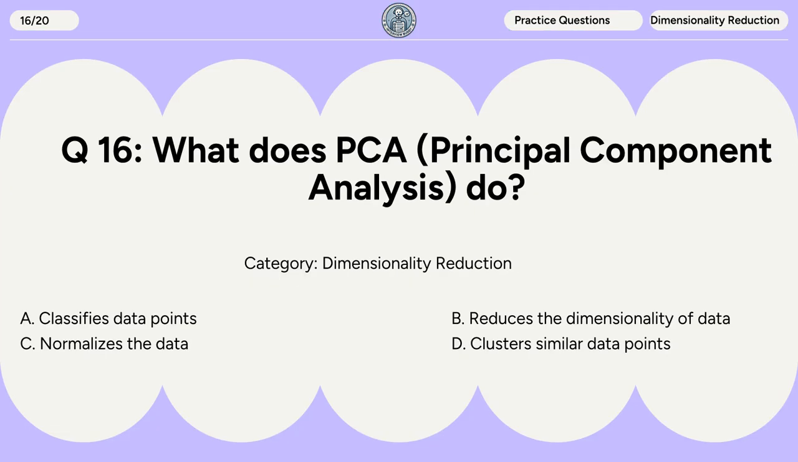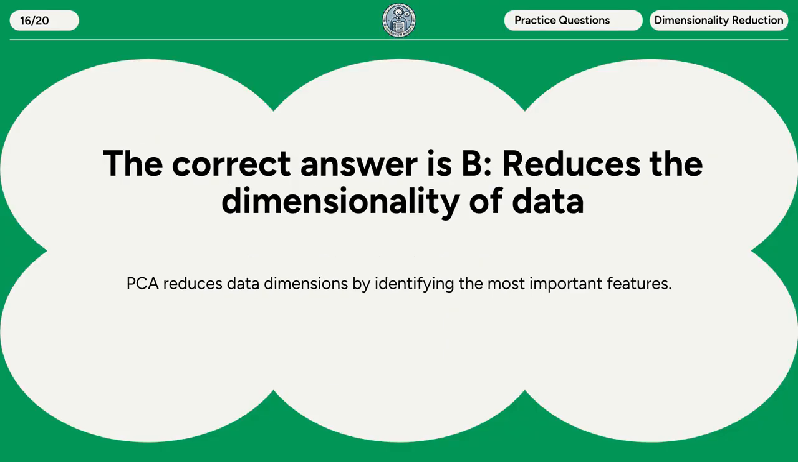Question 16. What does PCA do? A. Classifies data points. B. Reduces the dimensionality of data. C. Normalizes the data. D. Clusters similar data points. The correct answer is B. Reduces the dimensionality of data. PCA reduces data dimensions by identifying the most important features.